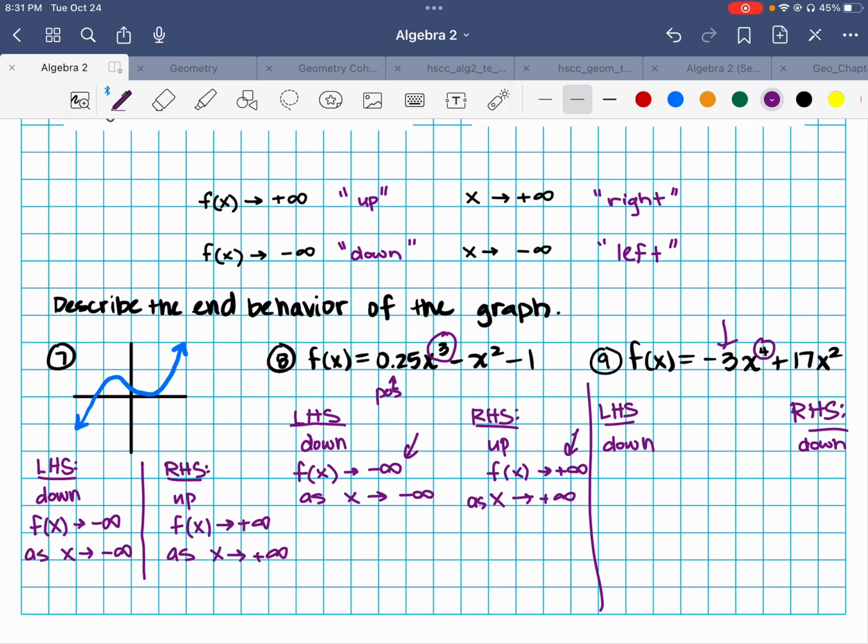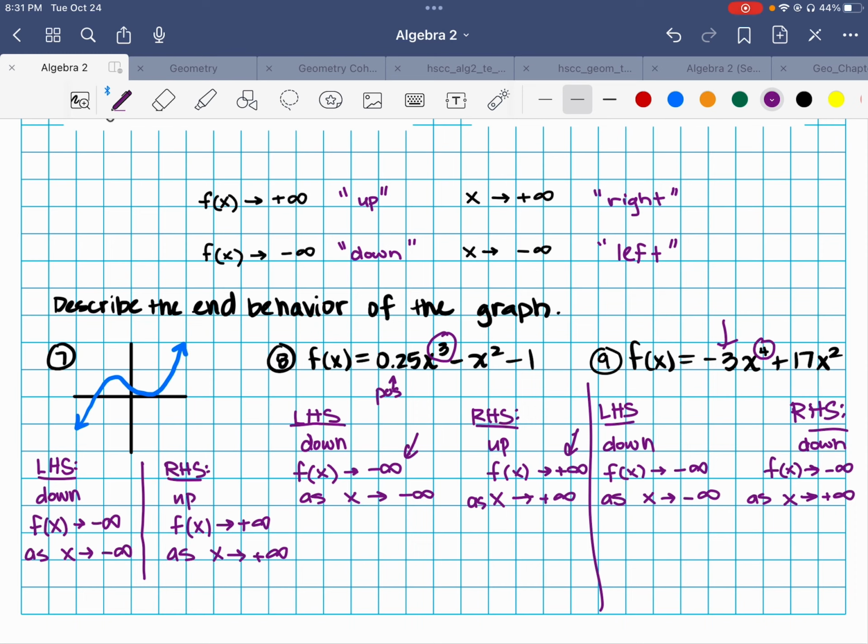All right, so now we can write the left-hand side. f of x is going to go down. So f of x goes towards negative infinity as x goes to the left, which is negative infinity. That looks like all the other ones we've seen before, except it was dependent upon the degree and the right-hand side. So now we're going to write down what the right-hand side does. Well, the right-hand side also goes down in this scenario. So f of x goes down to negative infinity as x goes to the right, which is positive infinity. And this is how we look at end behavior and analyze it.